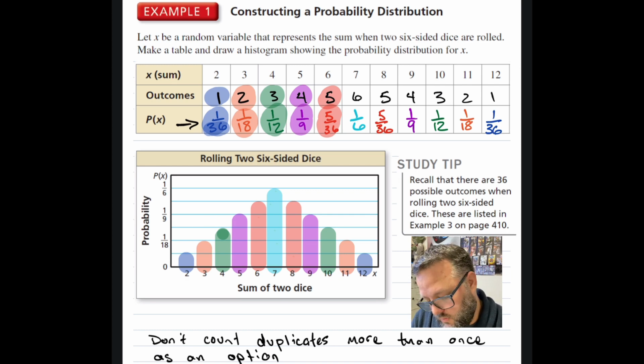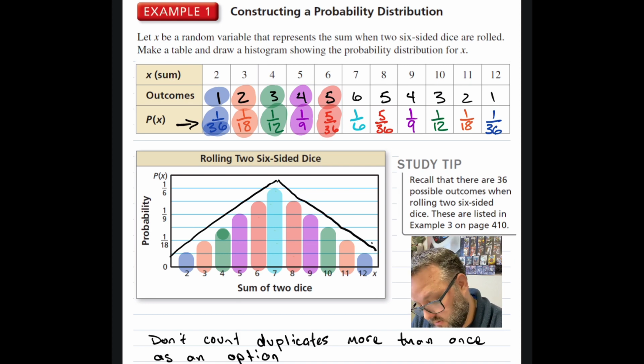So what we notice, hopefully, is we increase until a high point, and then all of a sudden we decrease at an equal but opposite rate. That right there is going to be a very important type of distribution. So make sure you're paying attention in Algebra 2, because it's really good to be able to think about a normal distribution.